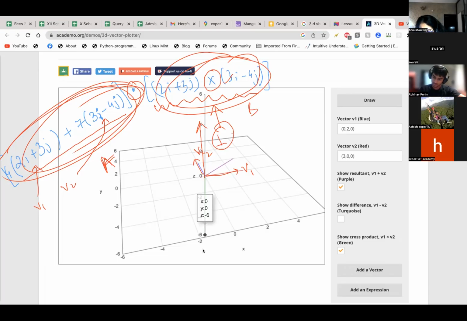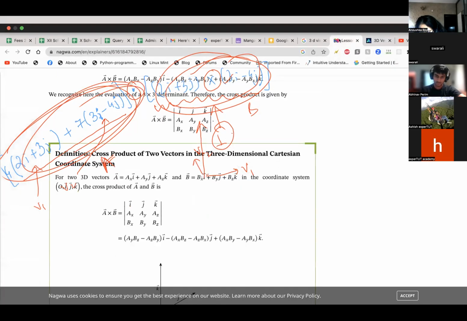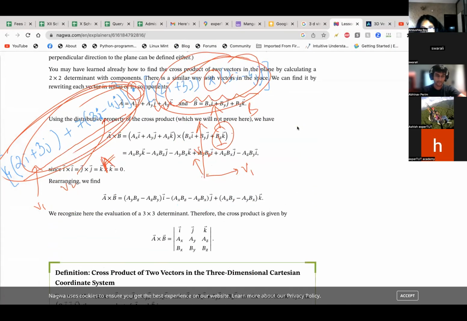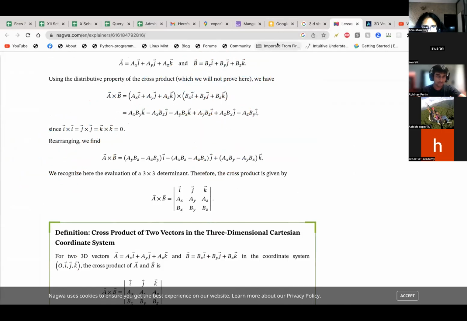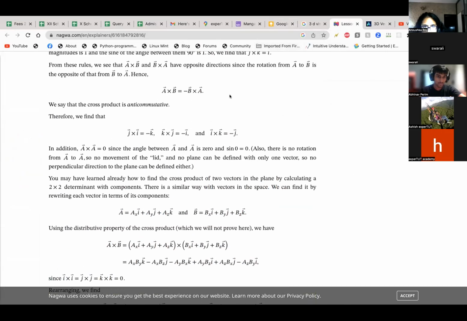Now, you need to write this. This is the theory part. Write this: A cross B is minus B cross A. Okay, written. Then you write this: A cross A is 0. I'm hovering my cursor over that.